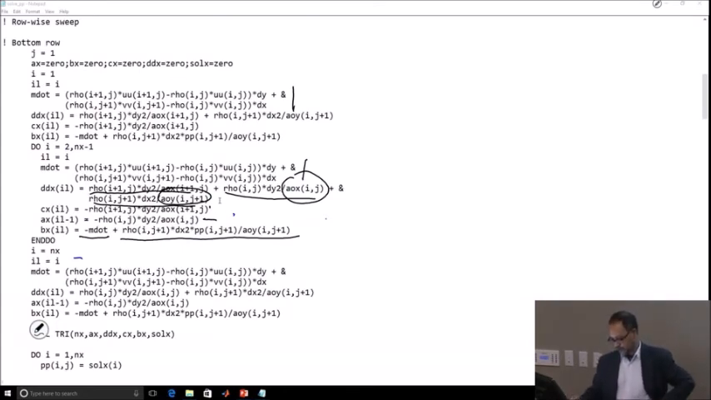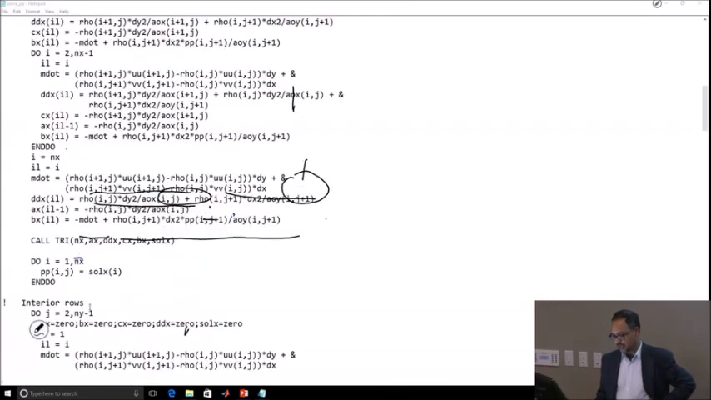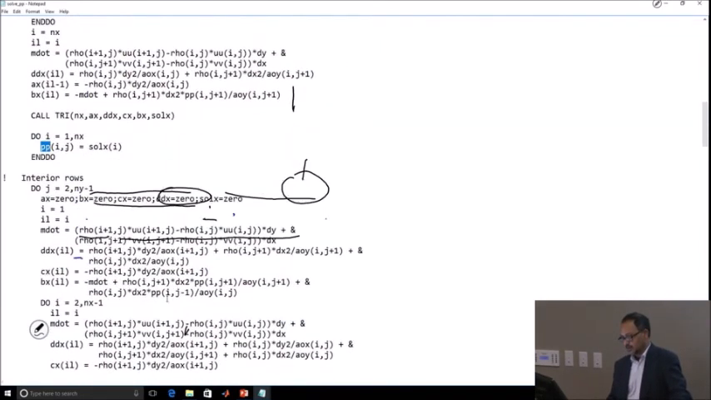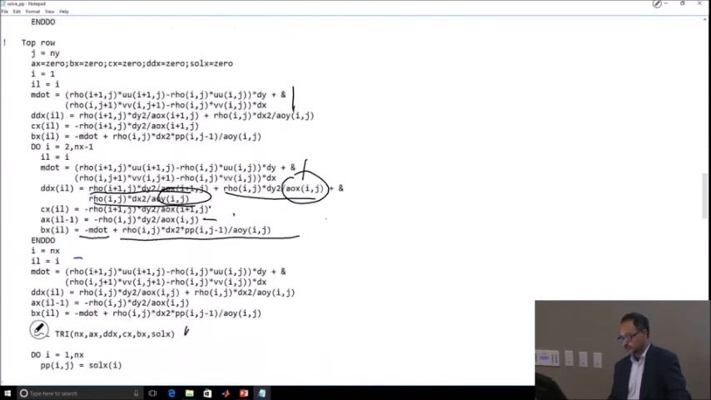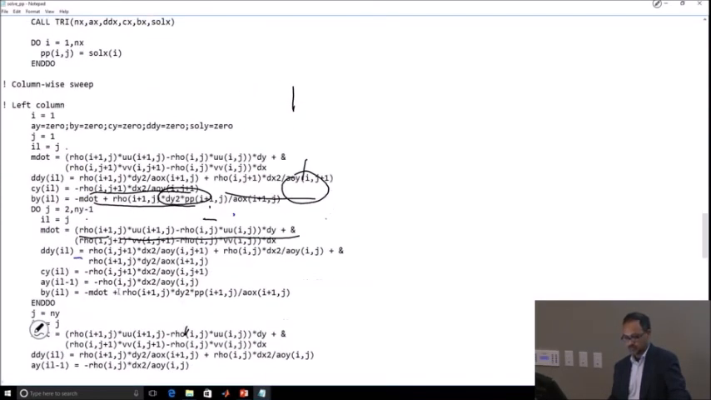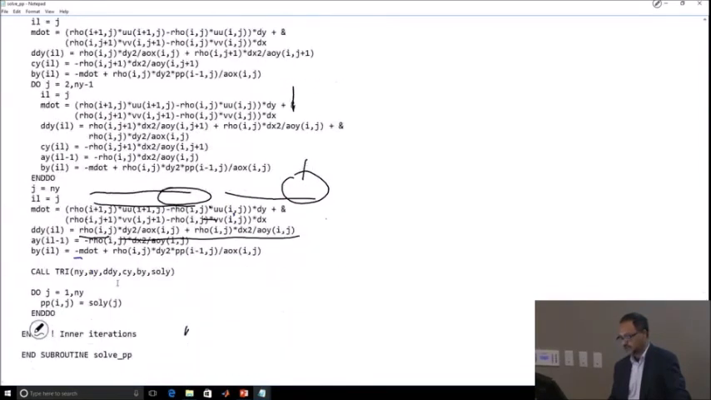Same idea, and then you solve your tridiagonal solver, and then you're simply saying my PP, the pressure correction in this case, is equal to whatever my solution is. In this case, there is no index shifting or anything like that, because the green dots are exactly like you would have in a collocated mesh, nx times ny. All right. Same idea. You do interior row, top row, and then you start with your column-wise sweep. So by the time you reach the end of this iteration loop, you will have solved for your pressure correction.